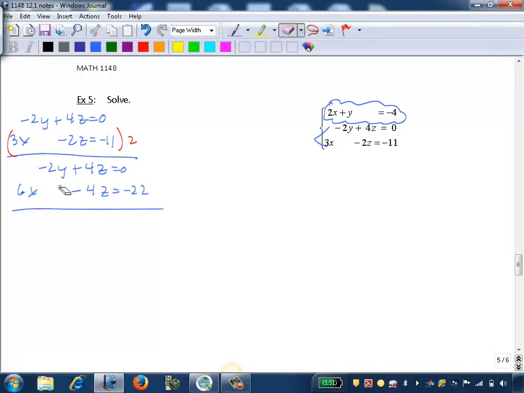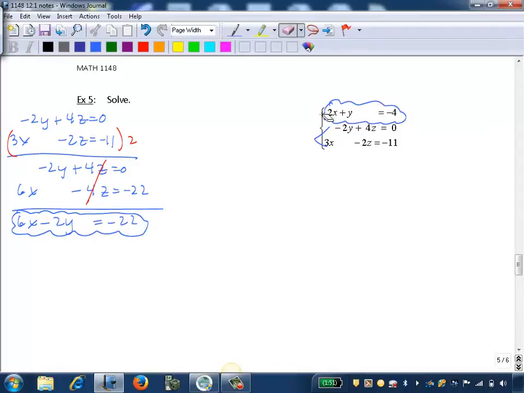So now I'm going to add down the columns, which are the like terms. There's nothing in this top term here, it's just the 6x, so I'm just going to bring down my 6x. And then I've just got my y term here, no y term here, so I'll just bring down that -2y. And as we wanted, the z's are eliminated because 4z and -4z add up to 0. And then if I add 0 and -22, I get -22. So now I've made an equation of just two variables, x and y, which will correspond to the first equation, which has just two variables, x and y.